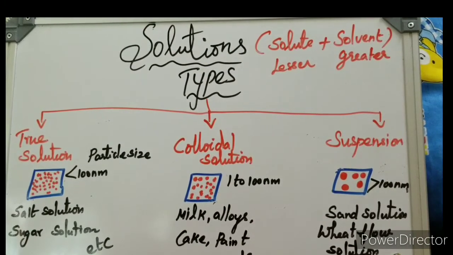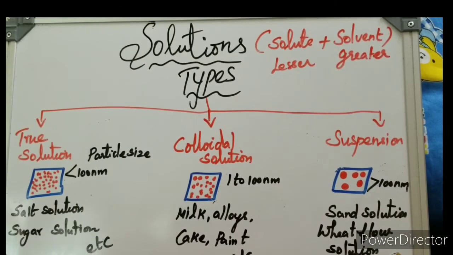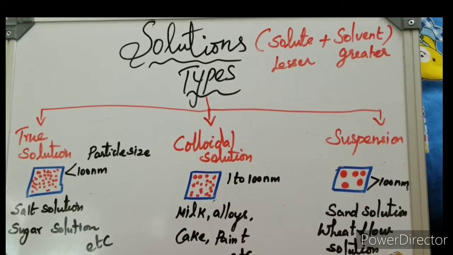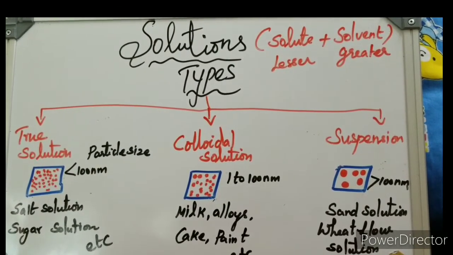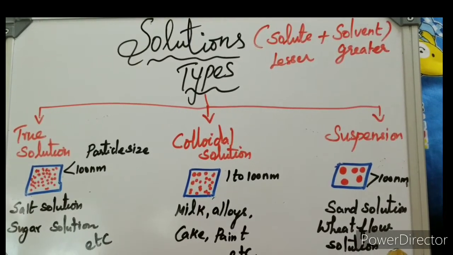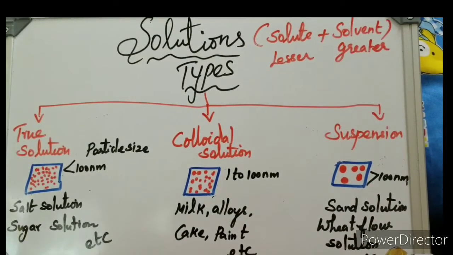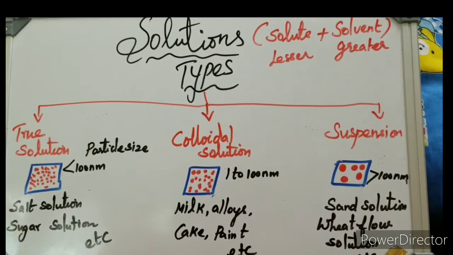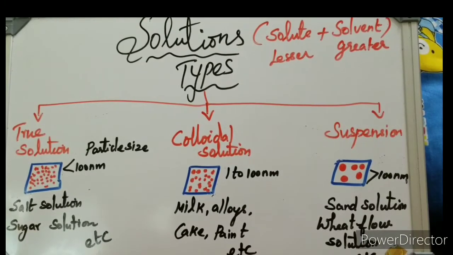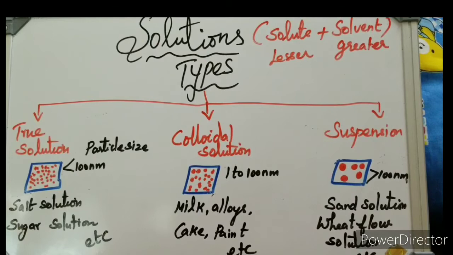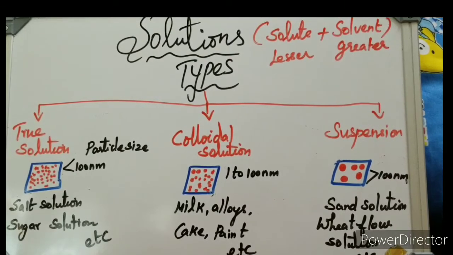So any solution is a homogeneous mixture. Here two important components are there: one is solute, another one is solvent. Generally three types of solutions are there based on the particle size. The solutions can be classified into three based on the particle size: true solution, colloidal solution and suspension.